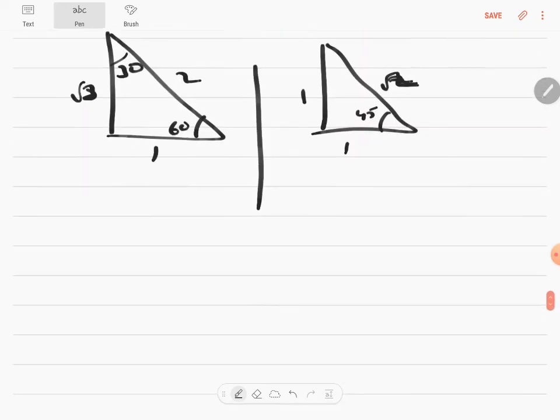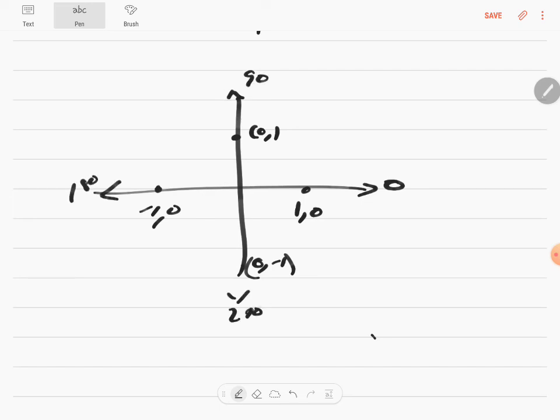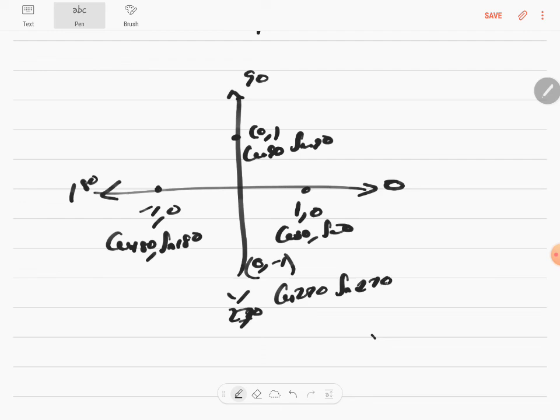Similarly, mark these as 1 comma 0, 0 comma 1, minus 1 comma 0, and 0 comma minus 1. The clock starts in trigonometry at 0 degree, 90 degree, 180 degree, 270 degree, and the x value always stands for cos. Cos 0 is 1 and sin 0 is 0. Cos 90 is 0, sin 90 is 1. Cos 180 is minus 1, sin 180 is 0. Cos 270 is 0, sin 270 is minus 1. So you can also infer from the graph and say the values instead of memorizing.